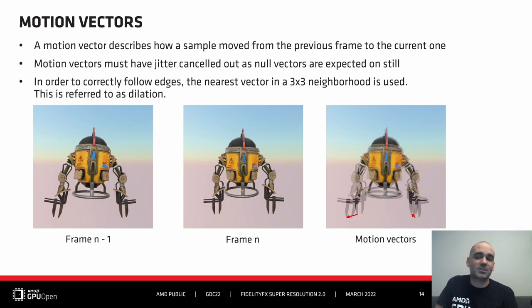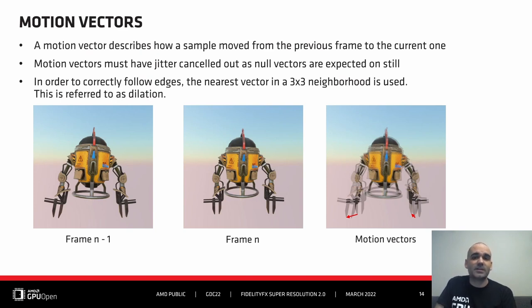And while we are getting jittered images, motion vectors are expected to have jitter-induced motion cancelled, meaning that on a still image, we obviously would expect motion vectors to be null vectors. Another point is that to correctly follow edges, it is common in temporal anti-aliasing solutions to use the nearest, depth-wise, motion vector. And this is referred to as dilation.